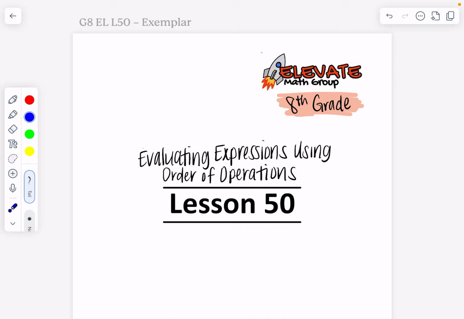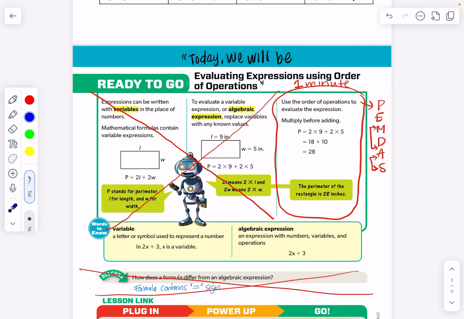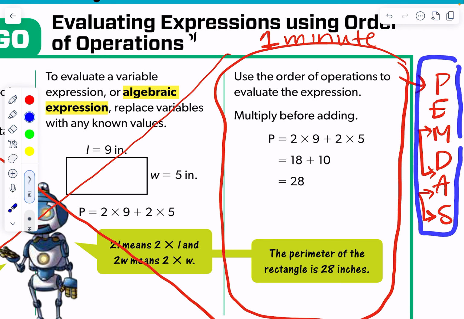Hi everyone, this is 8th grade Elevate, and today we are focused on evaluating expressions using order of operations. Now, when we have questions that have multiple operations, there has to be a method to the madness. And so we use PEMDAS to help us keep track of the correct order we should be solving.